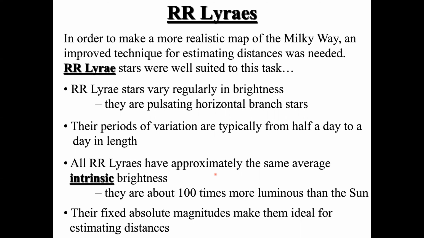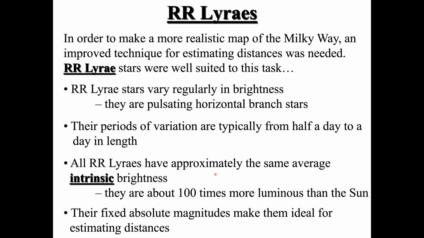The other nice thing is these RR Lyra stars have approximately the same average intrinsic brightness. So they roughly have the same brightness. Intrinsic brightness means the absolute magnitude. And we know that they are about 100 times more luminous than the Sun. Because they have this similar average intrinsic brightness, their absolute magnitude is basically fixed, right? They don't change. So because of that, they became ideal stars to estimate the distances in the Milky Way.